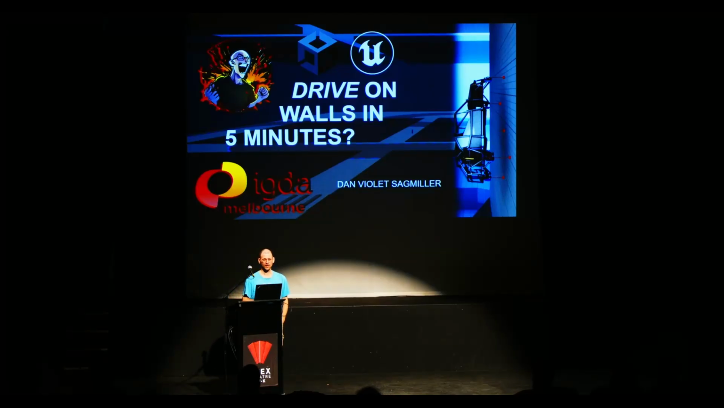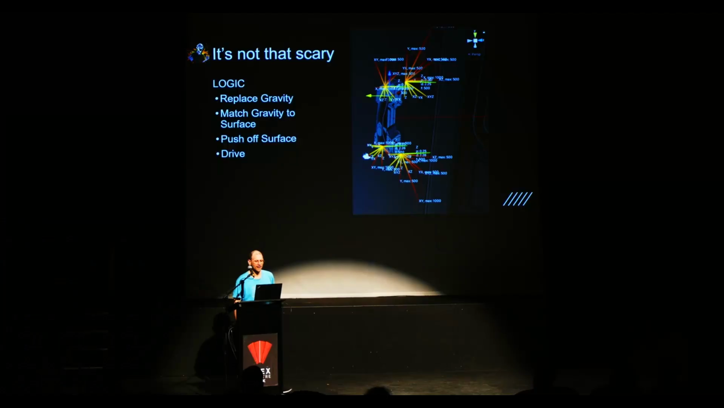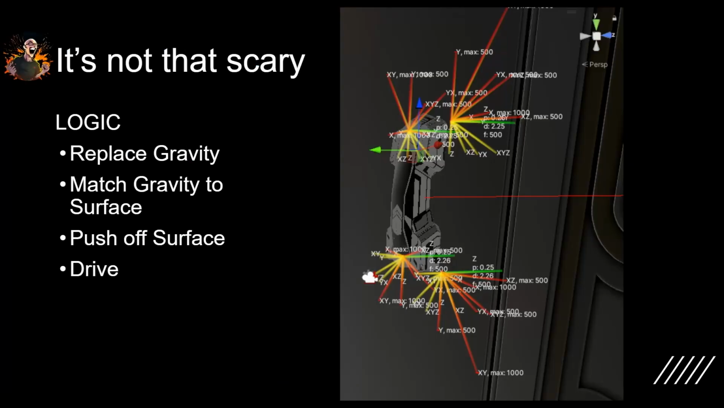All right, so I'm going to talk briefly about how to drive on walls, basically how to implement hover physics in cars without needing to understand all the crazy math or anything that goes on behind it, because it's actually not that tough. Okay, so it's not that scary. First thing is we're going to replace gravity. Then we're going to match gravity to the surface that we're on. Then we're going to push off that surface, and then we're going to drive, and not necessarily in that order.